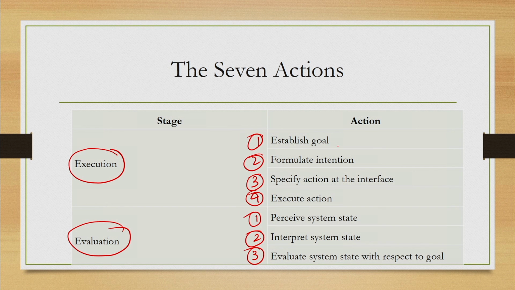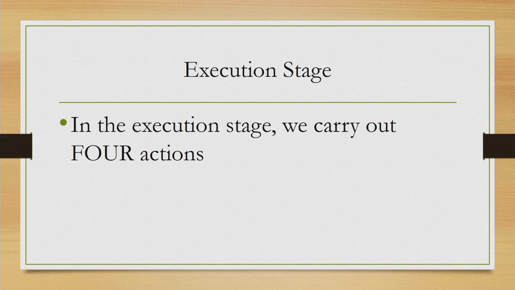So, action 1 is establish goal, 2 is formulate intention, 3 is specify action at the interface, and 4 is execute action. Under the evaluation stage, the first action is perceive system state, the second action is interpret system state, and the third action is evaluate system state with respect to goal. Together there are 7 such actions divided into 2 groups. Now, let us try to understand one by one what these actions mean.